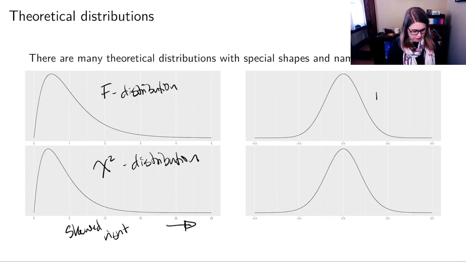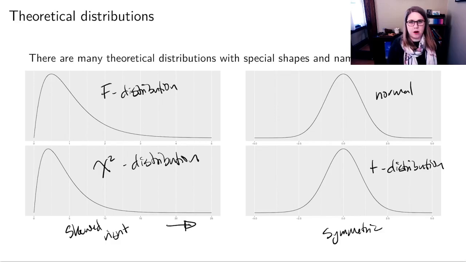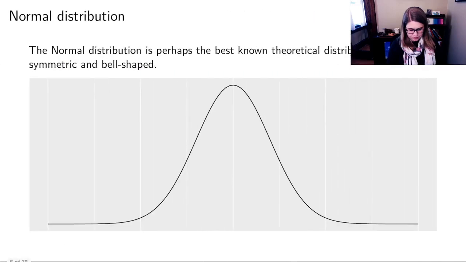I think I've got the normal distribution here, and I think this is the t distribution. And both of these are nice symmetric distributions. But there are many, many other named distributions. And there aren't really things in the real world that make these perfect distributions, but they have nice properties, and so mathematicians and statisticians like them because they're easy to prove things about. So the normal distribution is probably the most famous theoretical distribution. It's a symmetric, bell-shaped distribution.